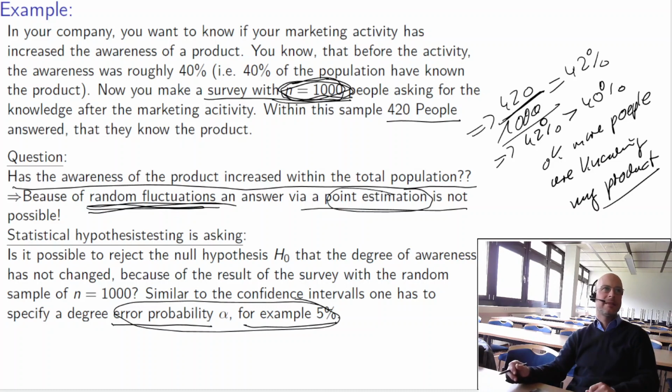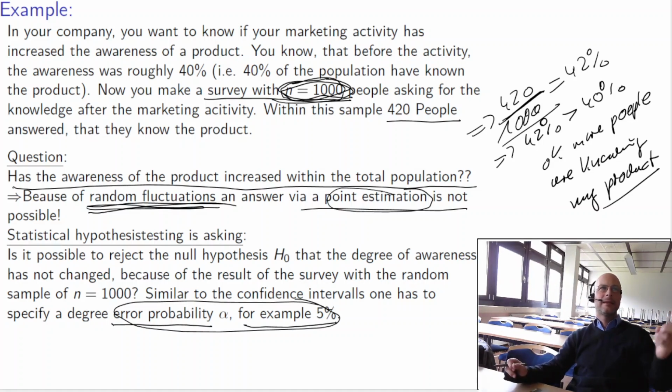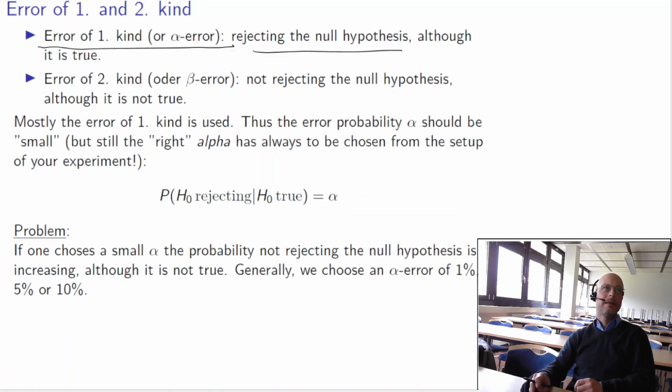And Wilhelmshaven has 80,000 inhabitants. So it could still be possible that if you take, let's say, 10, 15 other random samples of size 1000, we always do not obtain a result that more than 40% know our product. And this is called the alpha error.